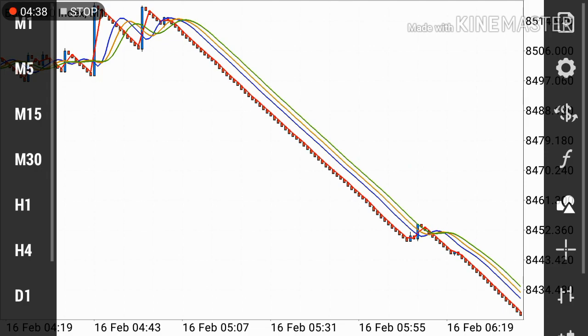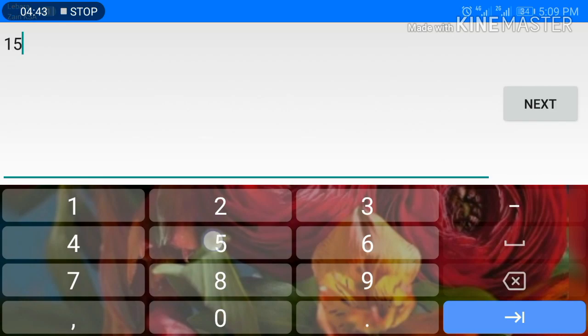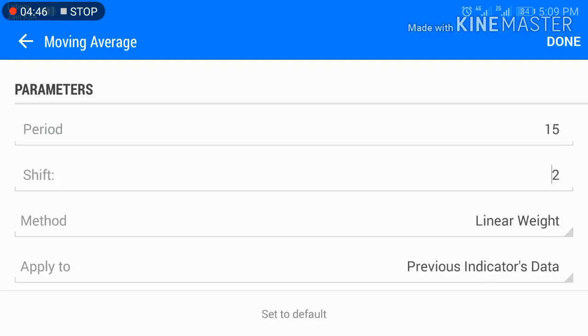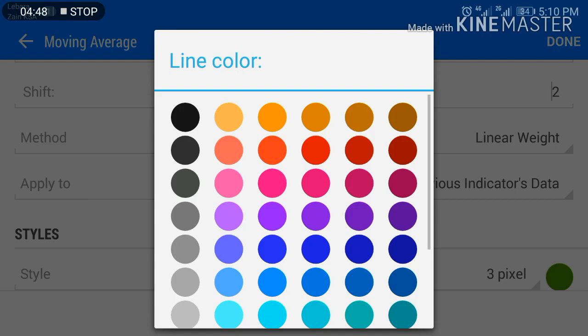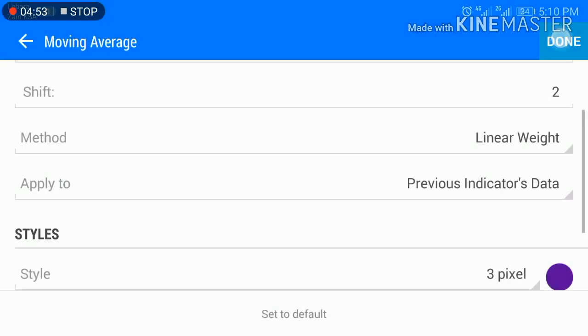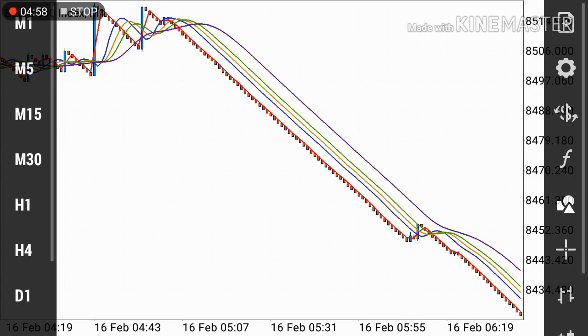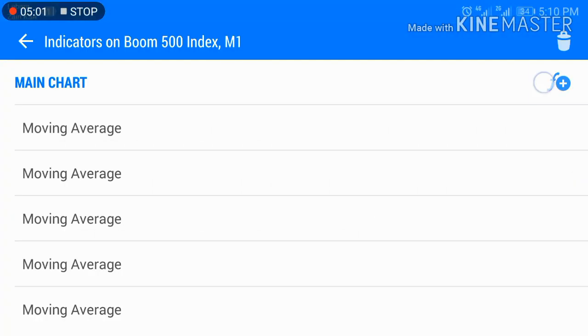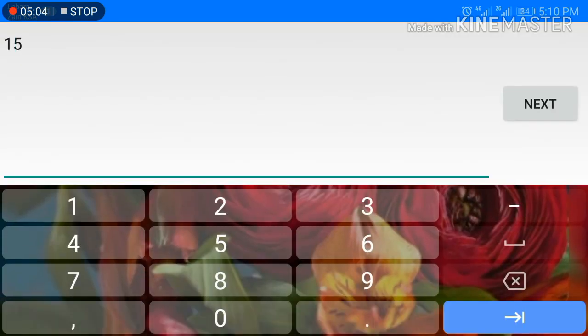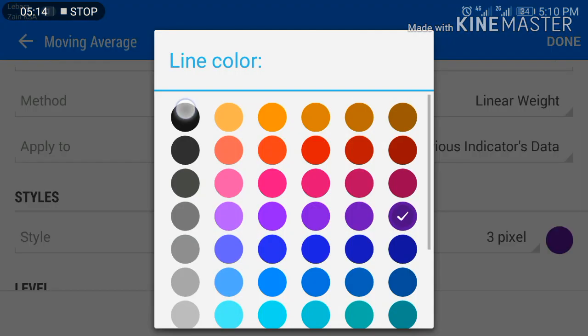The next one is the 15 moving average. Leave the method and all settings the same, just change the color and choose any color you like. The 15 is also set up. And the last one of the trend is a moving average, create 15. Choose 3 shifts, linear weighted, previous indicator's data, and color black.